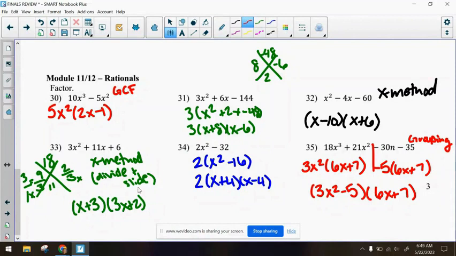Notice that number 33, that was also X method. Don't forget to multiply your A and C values together. But after you did that, you had to divide and slide. And then number 35, because it is 4 terms, that indicates that we're doing grouping, which means I split it down the middle and look for a GCF on each side.